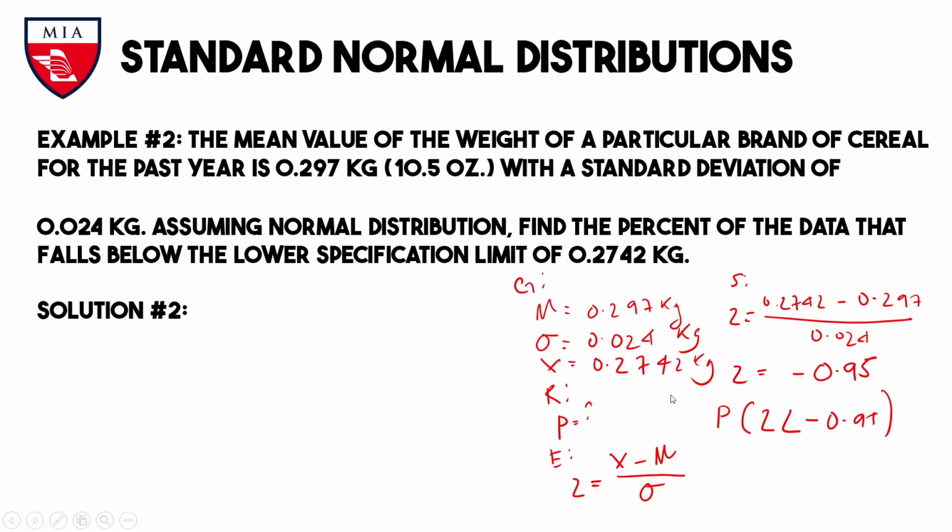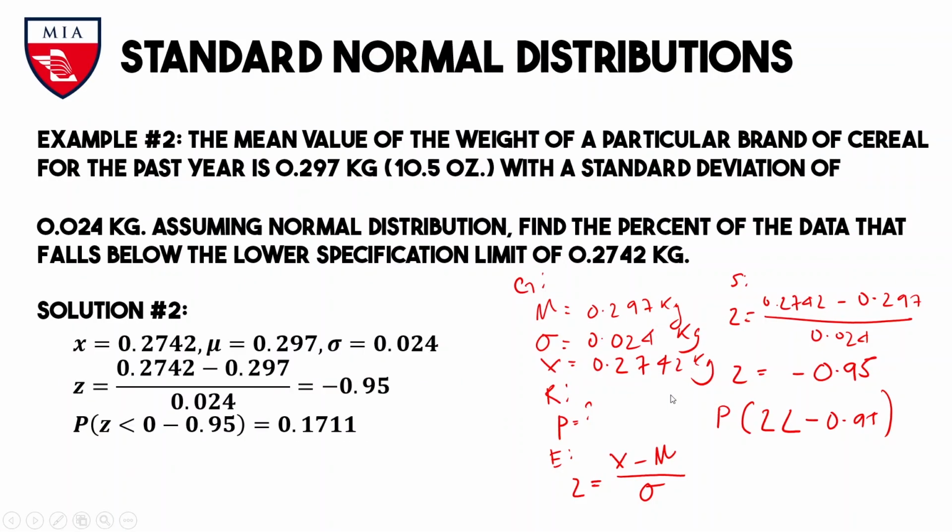Based on the problem, we don't need to subtract it from 1. Look closely, the z is less than. Again, if the z is greater than the value, you need to subtract the z-score of that value from 1. But if the value is less than z, just input it directly in your calculator.